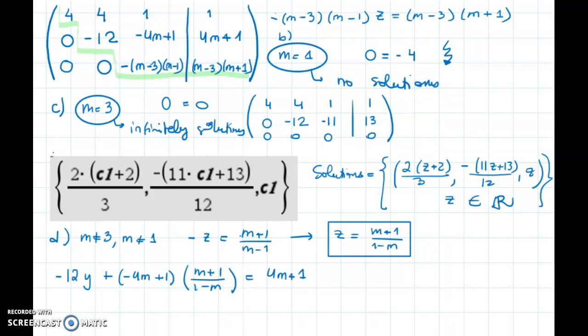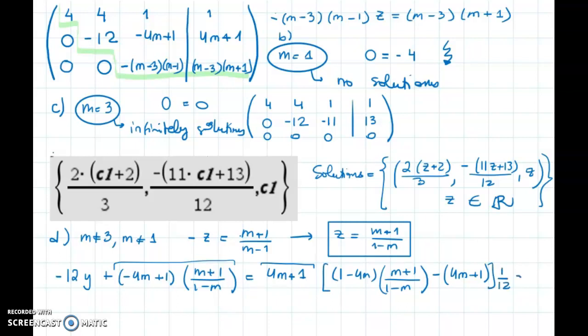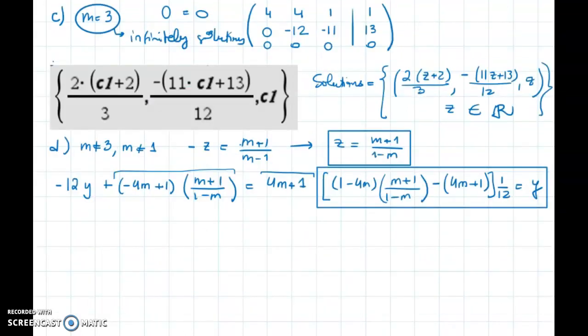I'll keep this expression over here. So 1 minus 4m times m plus 1 over 1 minus m. And then I'll write minus this expression, so minus 4m plus 1. All of this I'm going to multiply by 1 over 12, and this is equal to y. We need a little bit more space to try to write y a little bit nicer, because we need to substitute it in the first row to find the value of x, and that doesn't look very nice.